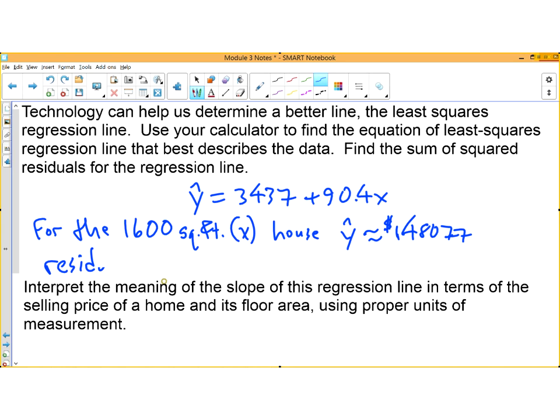So then the residual, as it showed on the previous page, is Y minus Y hat, where Y is the actual selling price, so that was $145,000. 145 minus 148,077, which was negative 3,077. So this house sold for a little over $3,000 less than we would expect a 1,600 square foot house to sell for, based on the data set we have.